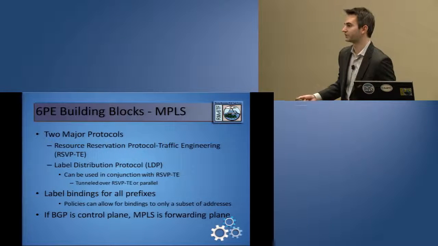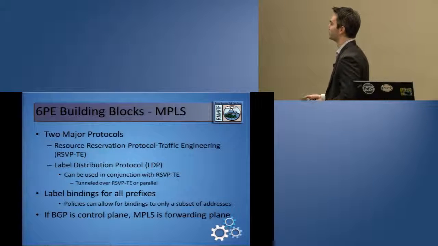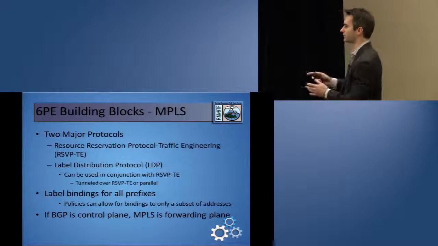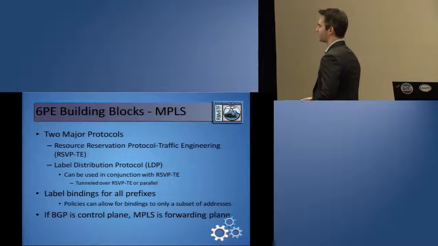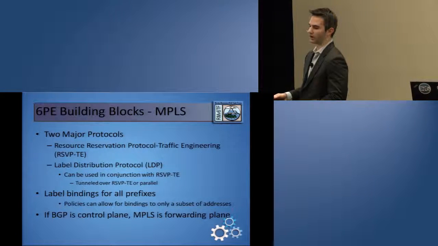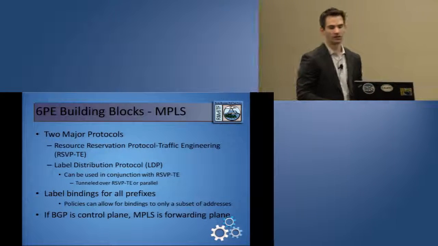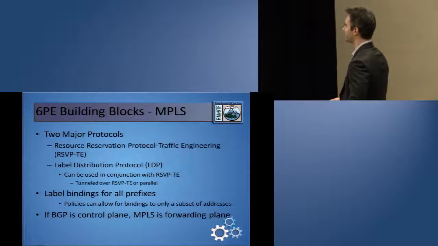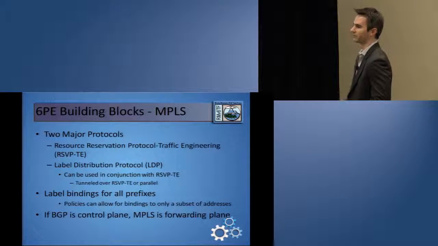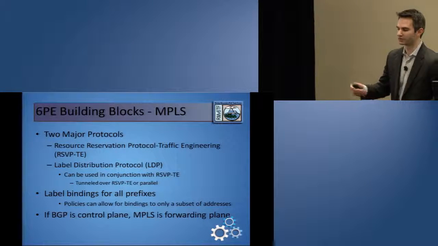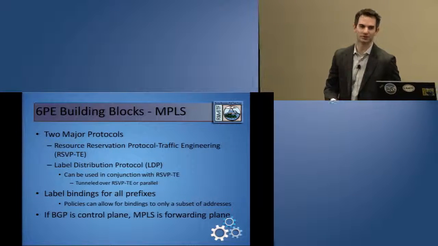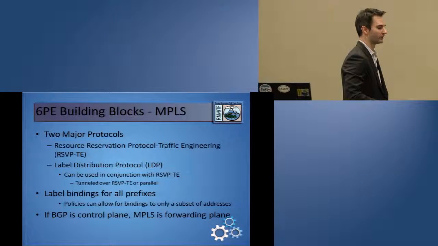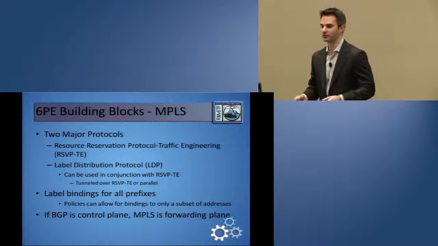And these can both be used together as well if you want to. You can either have them run in parallel, where only certain traffic uses LDP and only certain traffic uses RSVP-TE, or you can tunnel LDP over RSVP-TE. And you'll have label bindings for all prefixes, or you can add policies that allow bindings to only a subset of addresses, which I think is probably the more common use case. So if BGP is your control plane, then MPLS would be considered your forwarding plane.